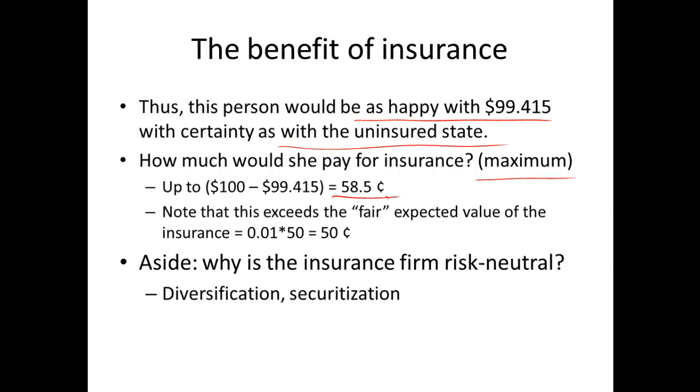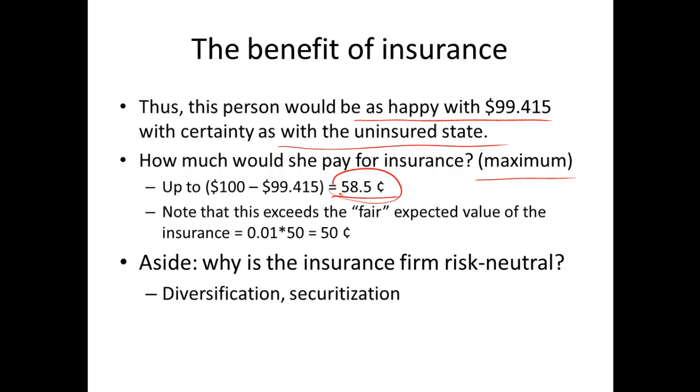If insurance were less than 58.5 cents, full insurance, then they'd be better off with the insurance than not having the insurance. If insurance were 58.5 cents, they'd be equally well off buying the insurance and just facing the risk on their own. Now, what's really interesting here is that this 58.5 cents, which is how much they're willing to pay for insurance, is actually bigger than what it costs to write the policy. Now, what do I mean by that?